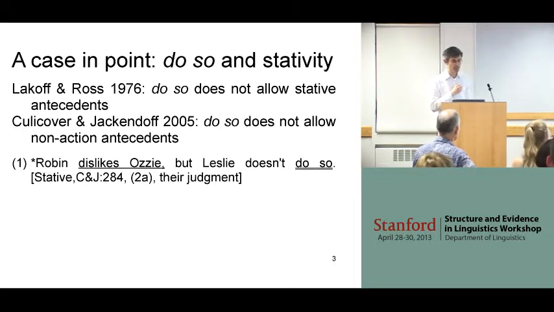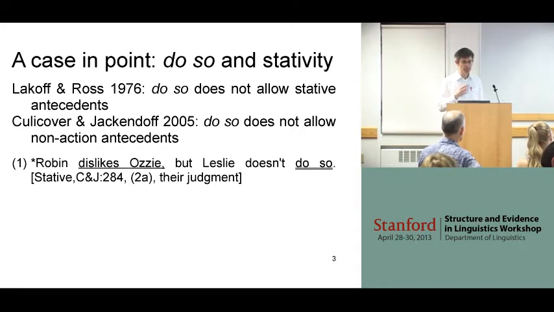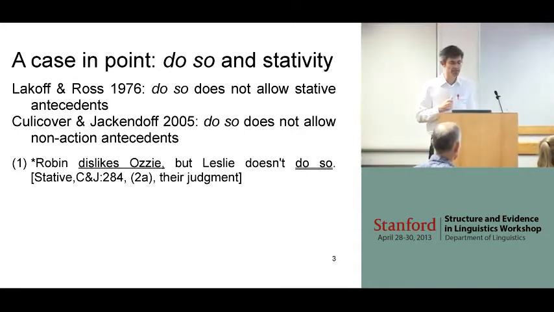Since the paper of Lakoff and Ross of the 60s, most people believe that Dussault doesn't allow stative antecedents. And this has been repeated throughout the literature up to, for instance, Kluckover and Jackendorf, who give an example like 1, Robin dislikes Ozzy, but Leslie doesn't do so, and they star it, and it really sounds bad.